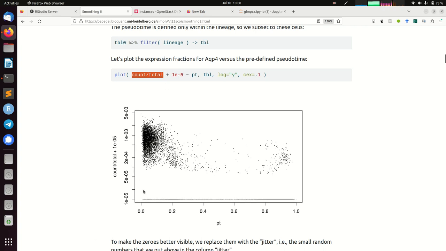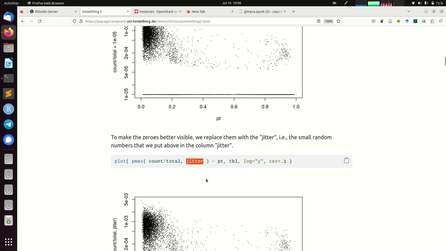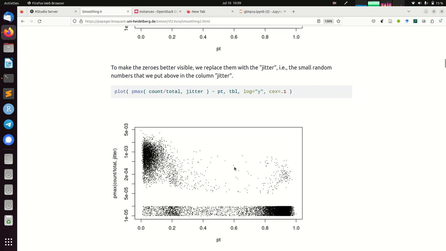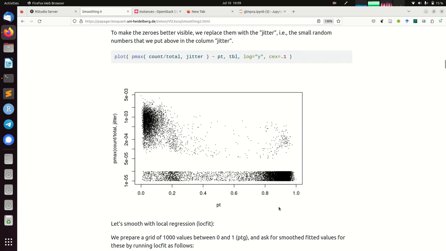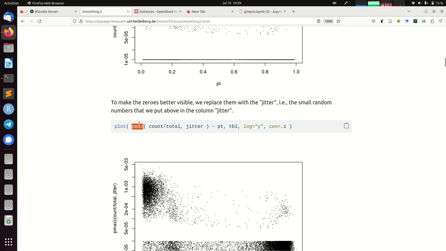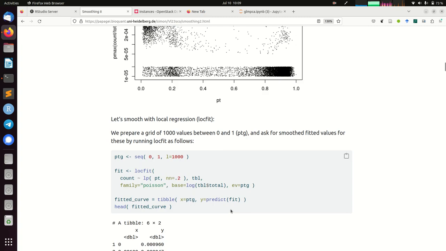Here I've added 10 to the minus 5, so that this band of all the zeros doesn't sit up here in the middle of my plot. And what we've also always done is I introduced this column jitter at the beginning, which is just some random noise, which I use to blow up the zero so that I can more easily see how many points are on top of each other. I do this simply using this pmax function, which is the maximum of these two. And because jitter is always lower than count over total, because it's 10 to the minus 5, and you see all the other values are above, this works quite nicely.